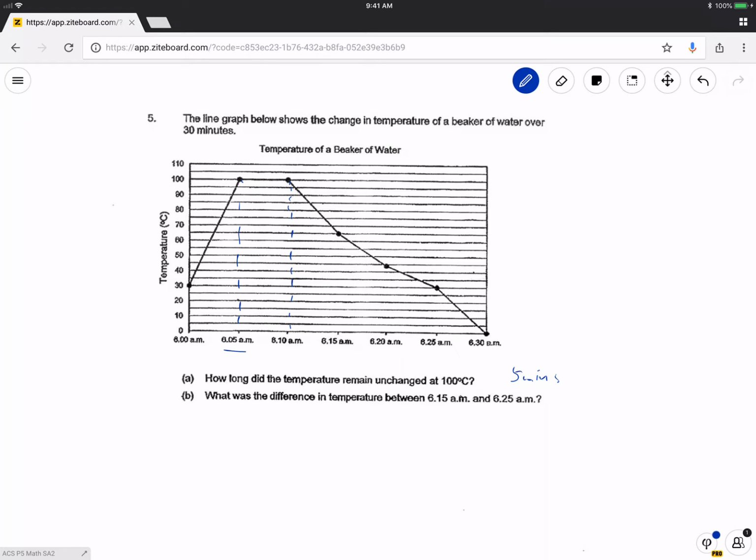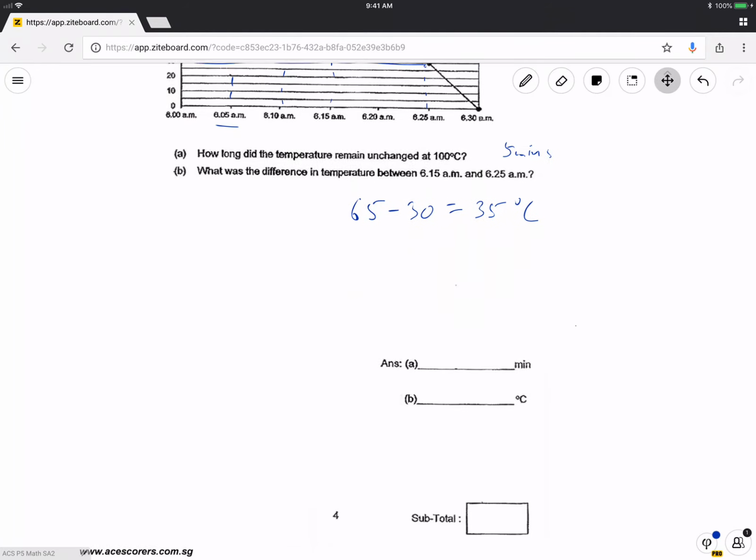So what was the difference in temperature between 6:15 and 6:25? So 6:15, the dot at 6:25 is over here. This is like 65, and the other one is 30. So we take 65 minus 30 equals 35 degrees Celsius. Alright, so far so good. Next.